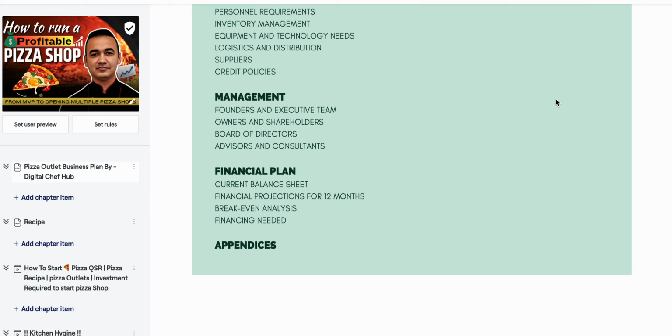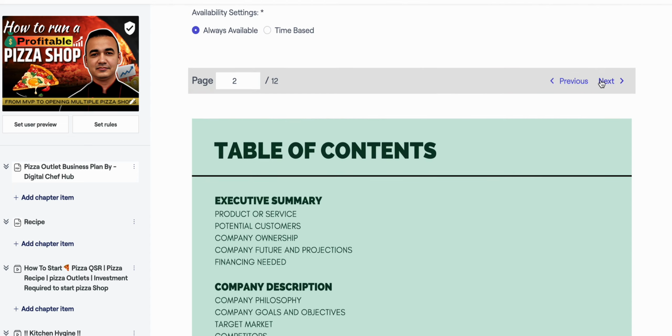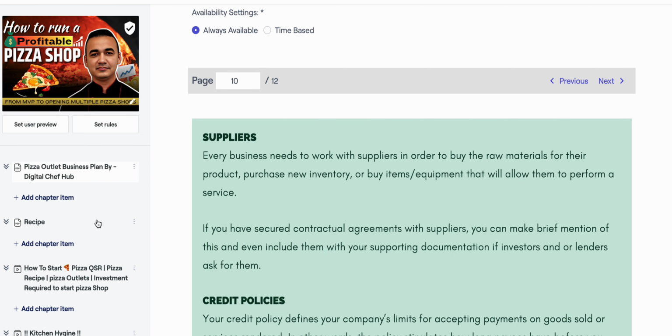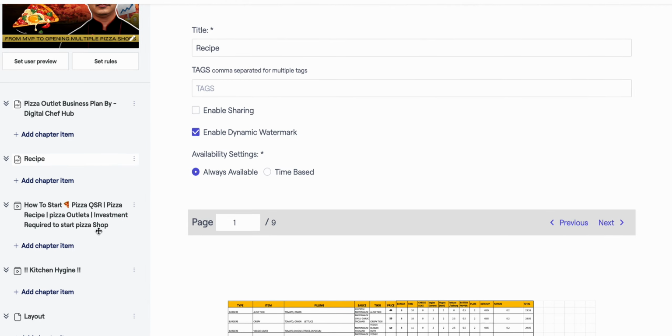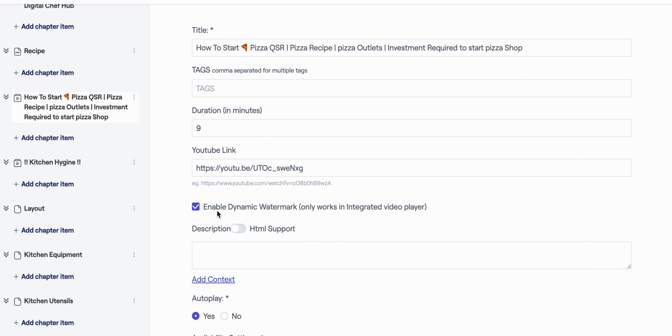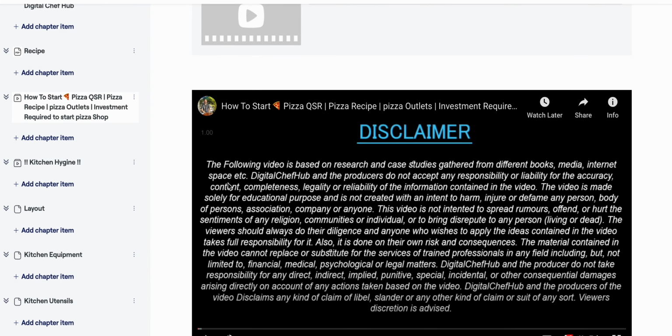The next is the financing need: at which point you feel the financing need starts and you should raise any funds. That is basically contained in this projection business plan. We have covered each topic in detail in this plan, so you can have the detailed recipe, the kitchen hygiene, and how to start a pizza QSR, recipes, pizza outlets, and the investment required to start a pizza shop. Chef Dheeraj Bhandari has explained in detail in this video his experience in opening different outlets and successfully scaling them well.